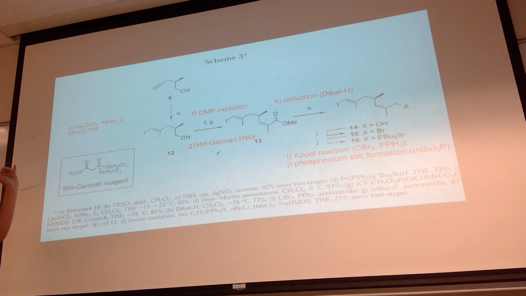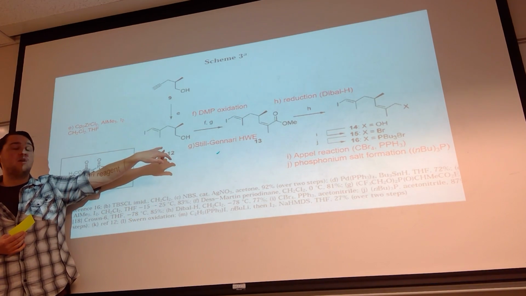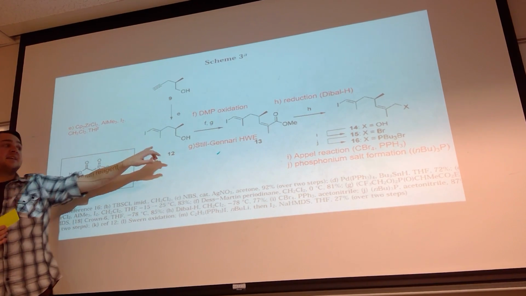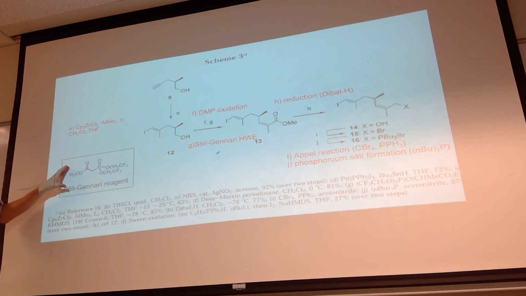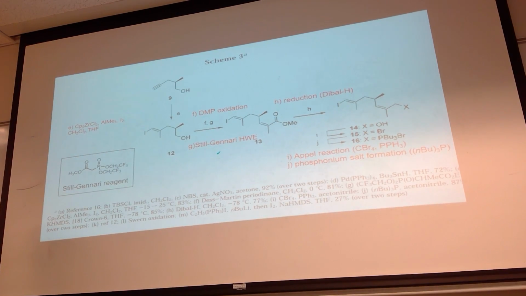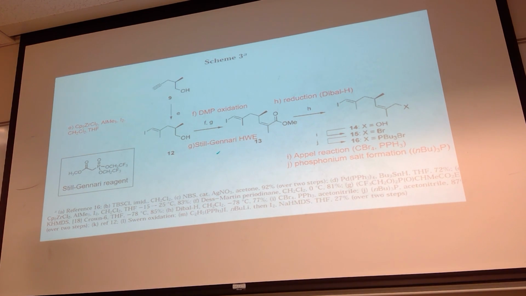They then followed this with a DMP oxidation, where they oxidized the primary alcohol to an aldehyde. This aldehyde can then react with the Still-Gennari reagent, which is here. This mechanism is similar to the Horner-Wadsworth-Emmons reaction. Something to note is that the Still-Gennari reagent is selective for Z alkenes. They also used a crown 6 ether to cage the potassium ion, and potassium bis(trimethylsilyl)amide.